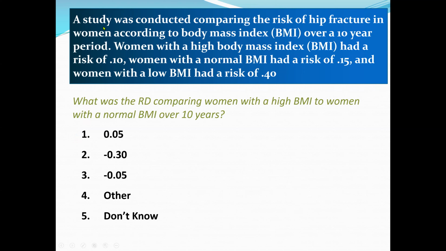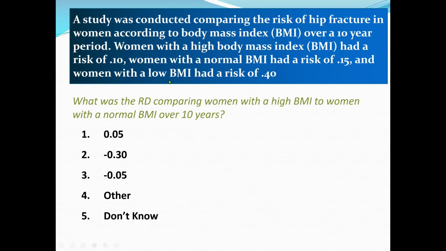So another study was conducted comparing the risk of hip fracture in women according to body mass index over a 10-year period. Again, the same question we have. Women with high body mass index had a risk of 0.10, women with normal BMI 0.15. So here we have 2 groups again, the same question. But this time, we ask what was the risk difference comparing women with high BMI to women with normal BMI.